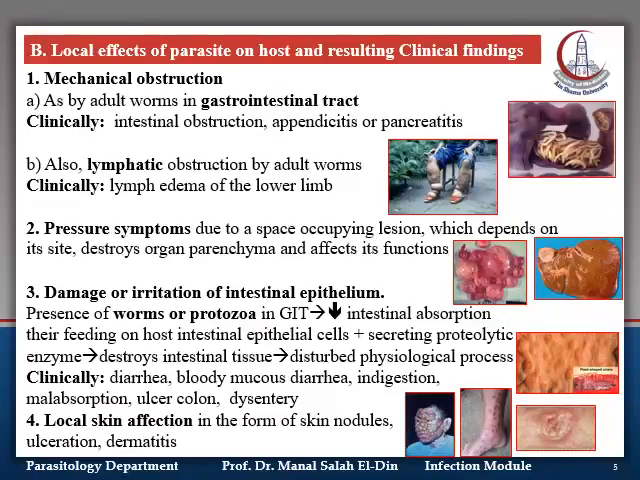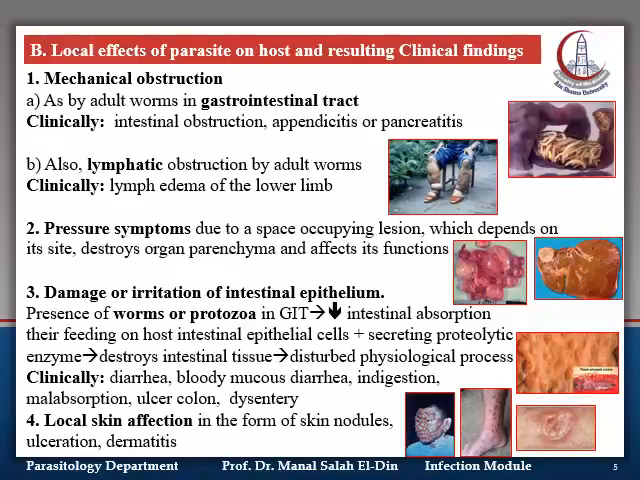The parasite can form a space-occupying lesion, and this depends on its site, whether it's in the liver, in the lung, in the brain. According to its site, it will cause destruction of the original organ parenchyma, and so it affects its function. Then we have number 3, the damage or irritation of intestinal epithelium. The presence of the worm or protozoa itself in the gastrointestinal tract will decrease the intestinal absorptive surface. Besides, their feeding on the host intestinal epithelium and secretion of proteolytic enzymes will lead to destroying the intestinal tissue and disturb physiological process.